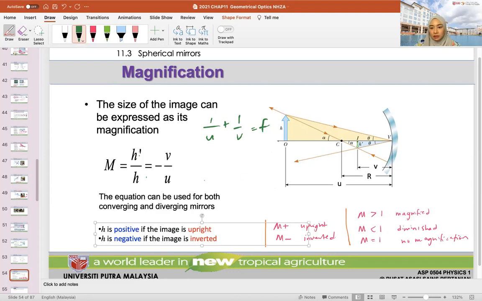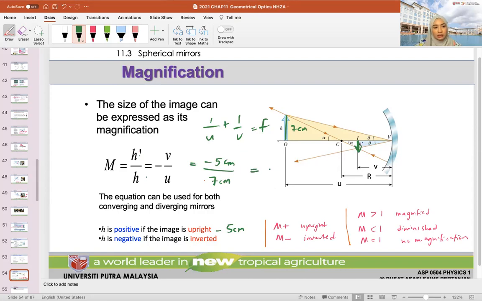Okay, so let's say this is your image, right? So it will have negative maybe 5 cm. We measure it and get 5 cm. This one, I don't know, maybe 7 cm. So H is positive if the image is upright. H is negative if the image is inverted. So I put it into my equation. Minus 5 cm over 7 cm. So this is how I use the equation for magnification. So I know that I would get something that is less than 1 and a negative value.